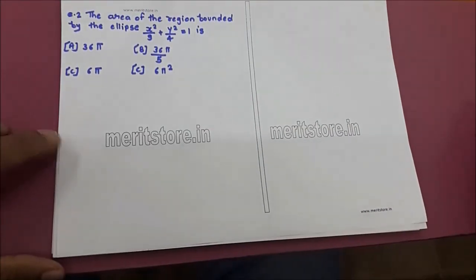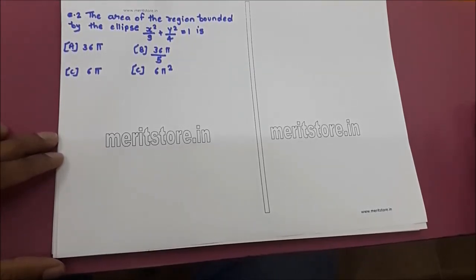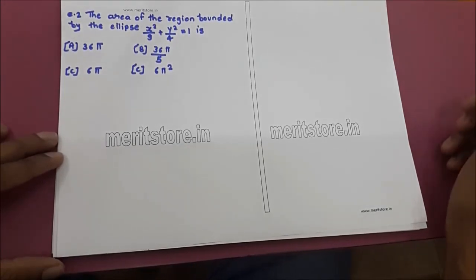Question 2. The area of the region bounded by the ellipse x square by 9 plus y square by 4 equals 1 is. We have four options: A, 36 pi; B, 36 pi upon 5; C, 6 pi; and D, 6 pi square.